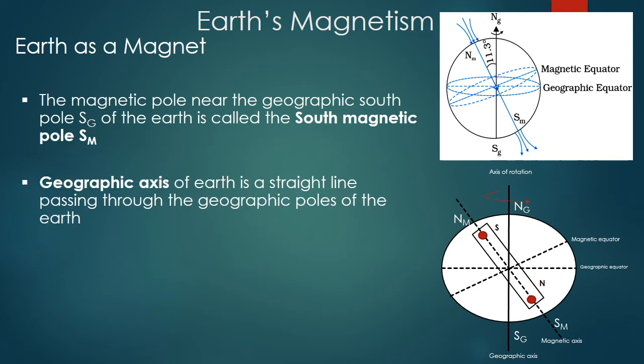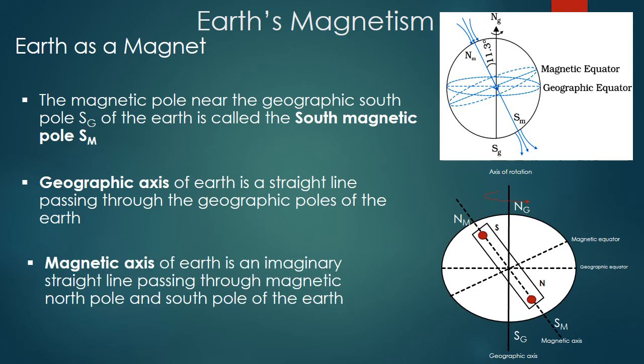Here, the geographic axis of the earth is a straight line passing through the geographic poles of the earth. And the magnetic axis of the earth is an imaginary straight line passing through the magnetic north pole and south pole of the earth.